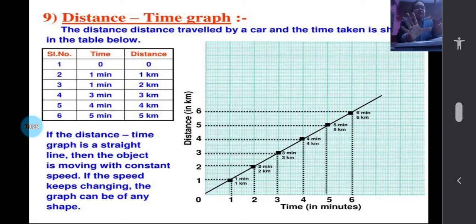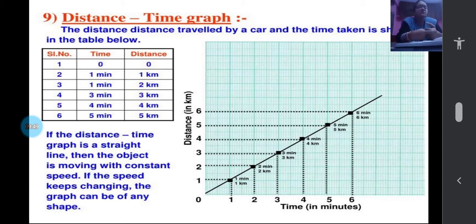And so from this graph, as soon as you see the pie chart or the bar graph, you are able to identify which was the favorite color, which one got the highest score. Same way here, the straight line indicates that the car is moving with constant speed. How are you able to calculate the speed here?